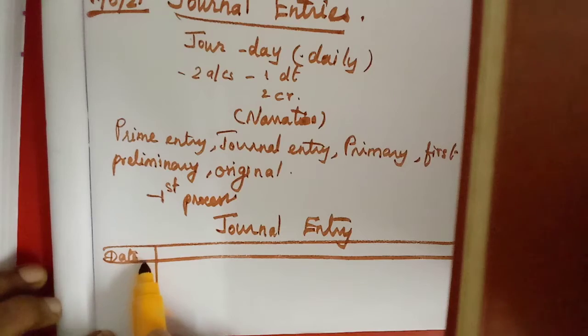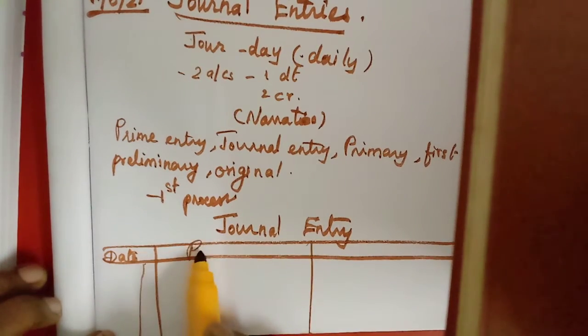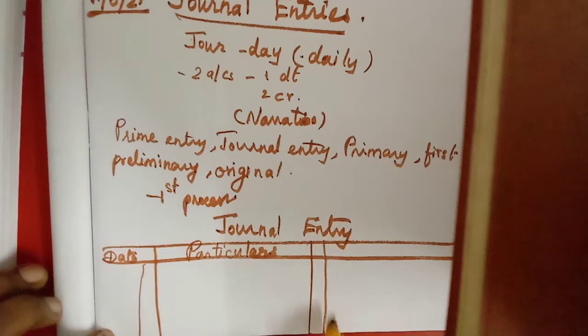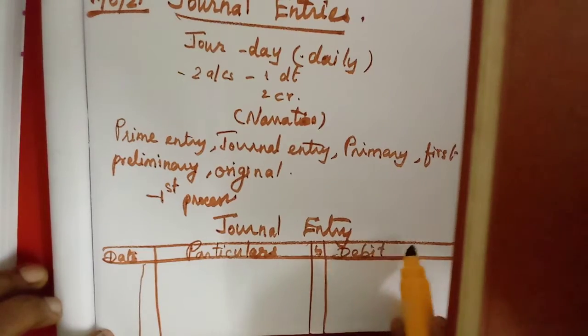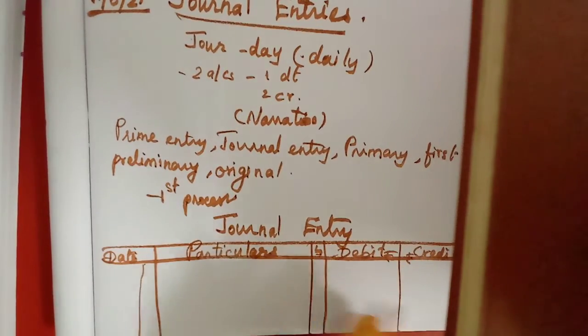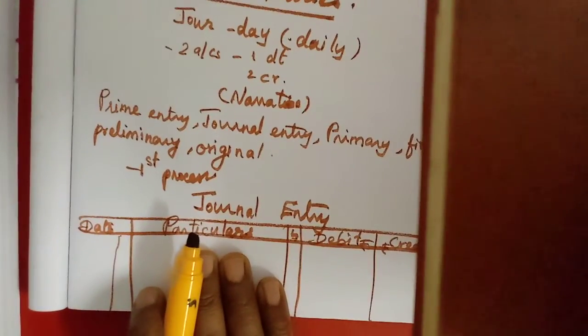Here one small column also will be there. Then the second column is particulars. Then a small column LF. Then debit, another one credit. Then rupees we should write here. There we will write the rupees symbol.